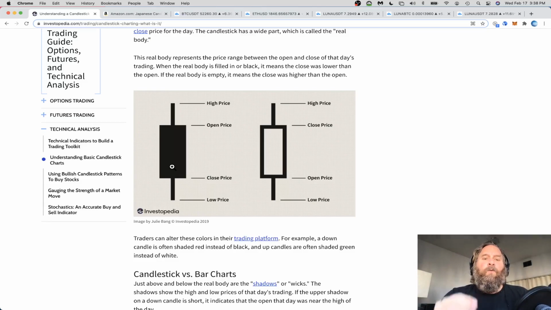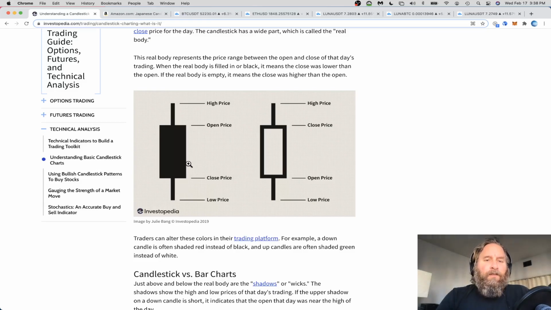Okay, so what this is, every candle basically represents price movement for a period of time. For example, if I was looking at a weekly chart, that would mean that every single candle you see on that chart represents one full week of price action.